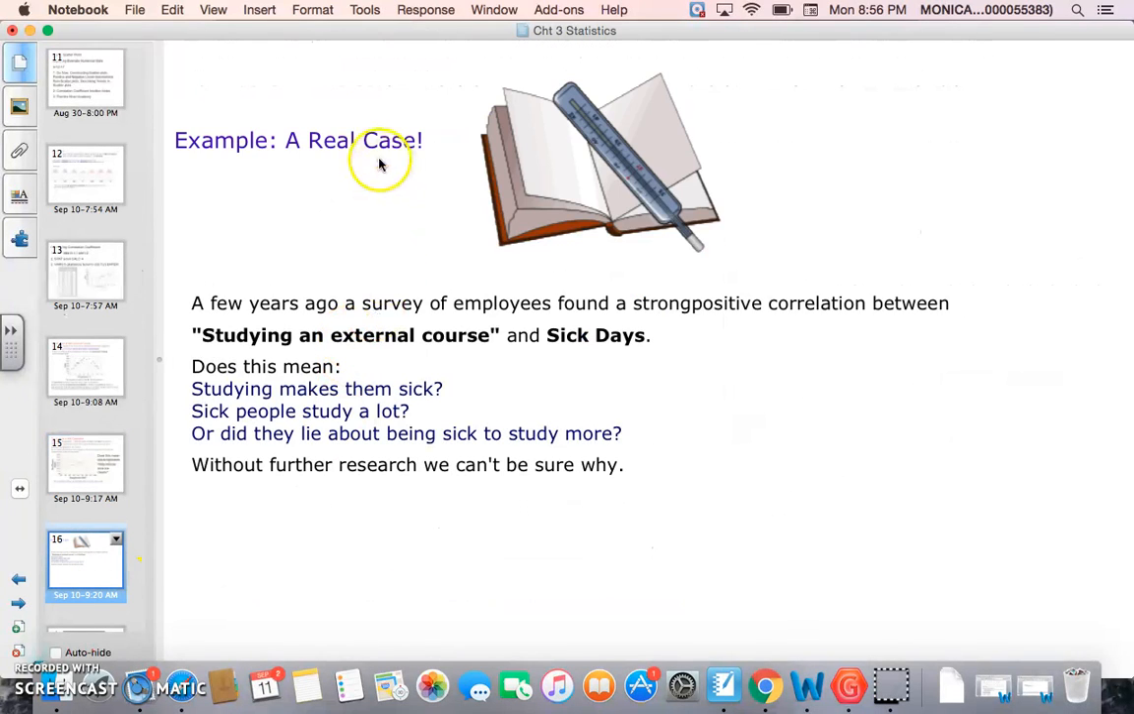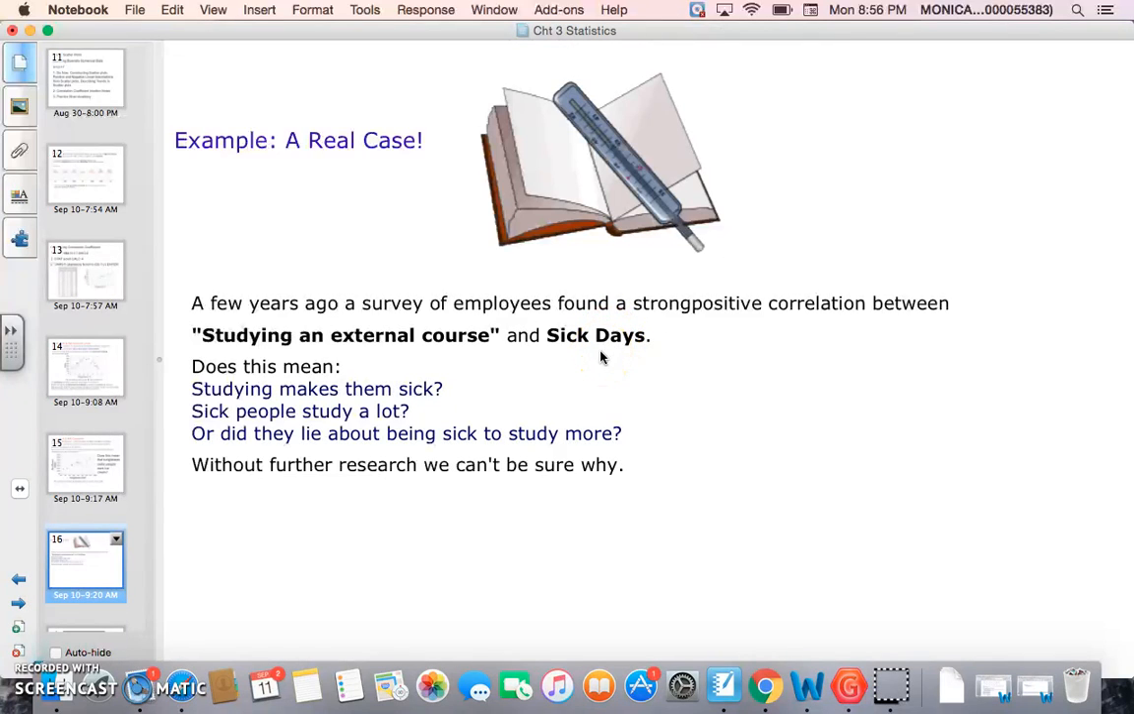Here's another example of a case that happened a few years ago. What they noticed is that when they took a survey of employees that were also taking classes outside of work, like say they went to UT for some night classes, people that were studying an external course, so taking extra classes at the University of Tennessee, had an increase in sick days.